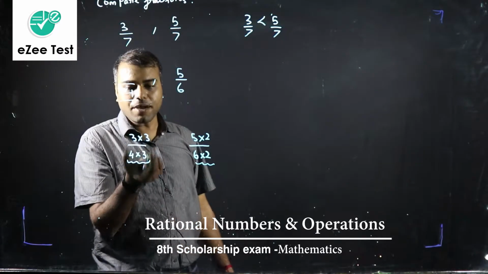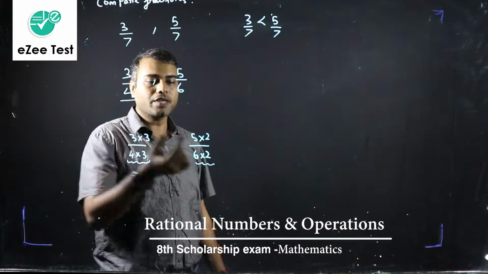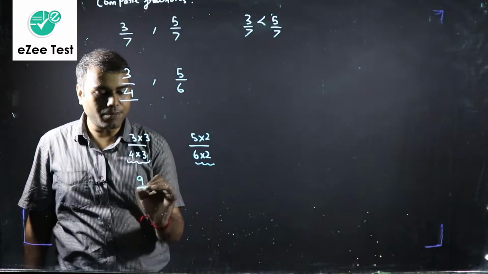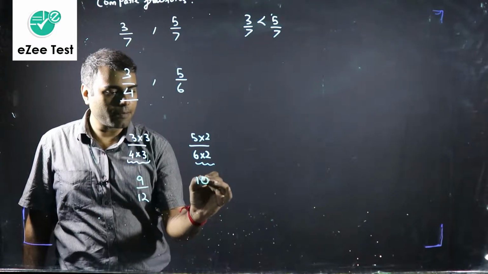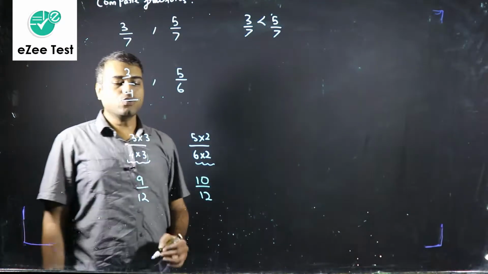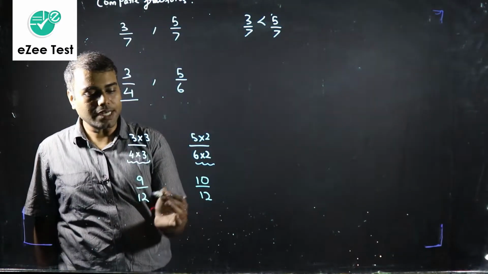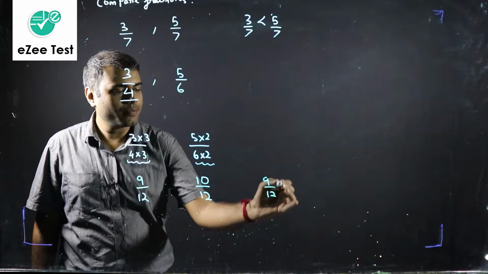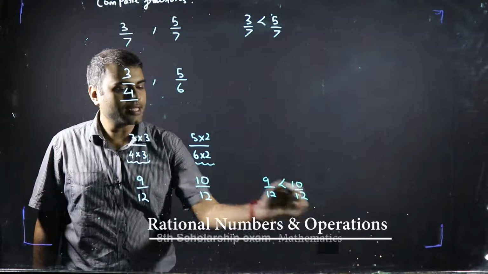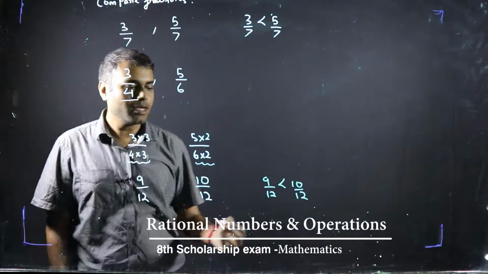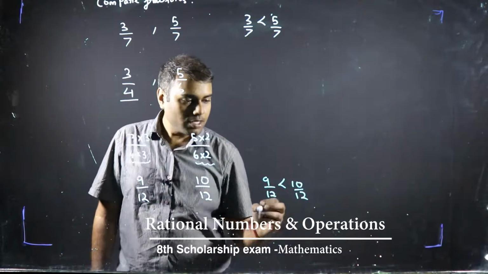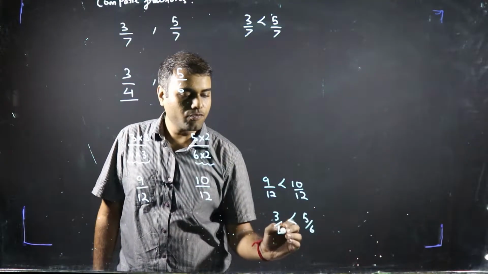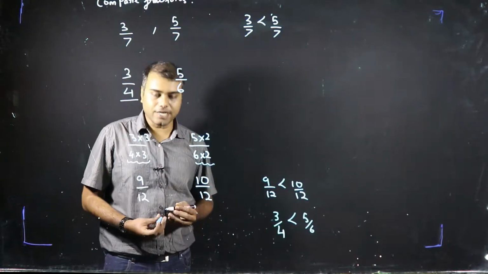So 9 by 12 is the same as 3 by 4 and 10 by 12 is the same as 5 by 6. So this fraction is basically 9 by 12 and this fraction is basically 10 by 12. Now when we have made the denominators same, we can easily say that 9 by 12 is less than 10 by 12, right? The higher the numerator, the higher will be the fraction, given that the denominator is same. So in turn, 5 by 6 will be greater than 3 by 4. Fine. I hope all of you have understood this.